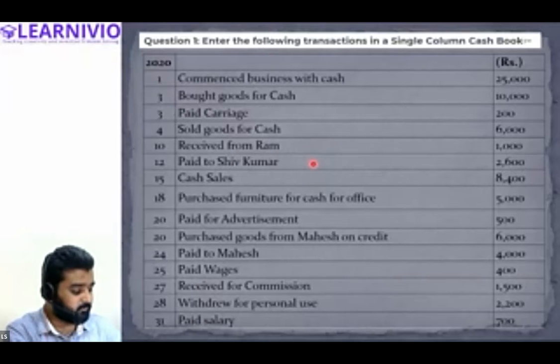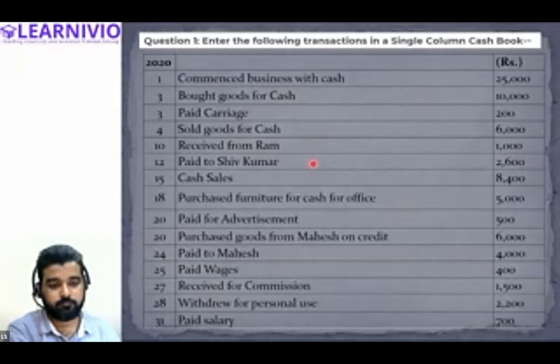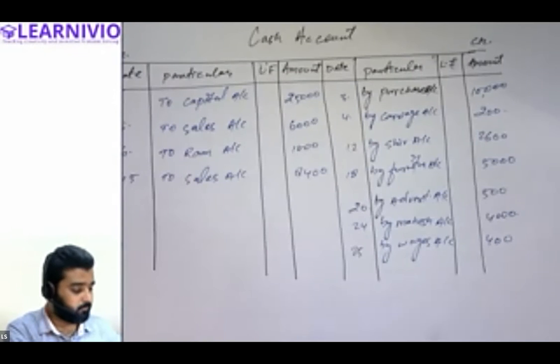Now, next item, next is paid wages on 25th. On 25th, by wages account. How much? 400. See, by wages account 400.